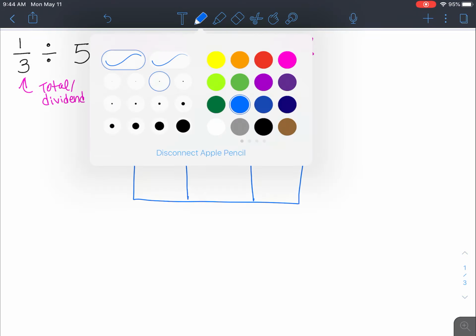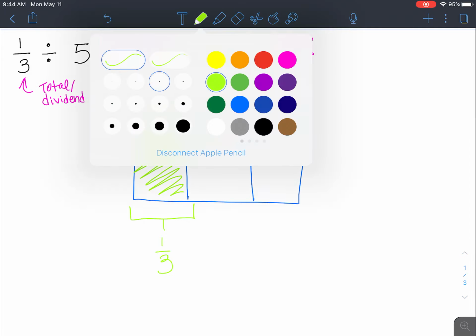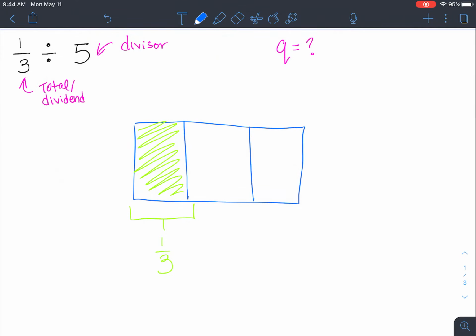And once you partition your model into thirds, you can go ahead and lightly shade in 1/3. Now that I have my 1/3, I'm noticing I need to divide that into 5 equal groups. I'm going to show my 5 equal groups by partitioning my model horizontally. That means side to side.